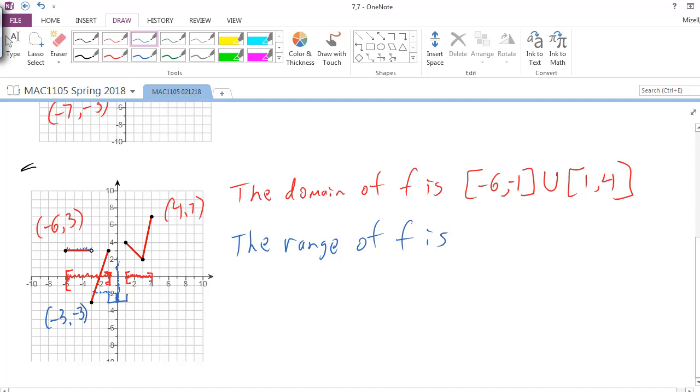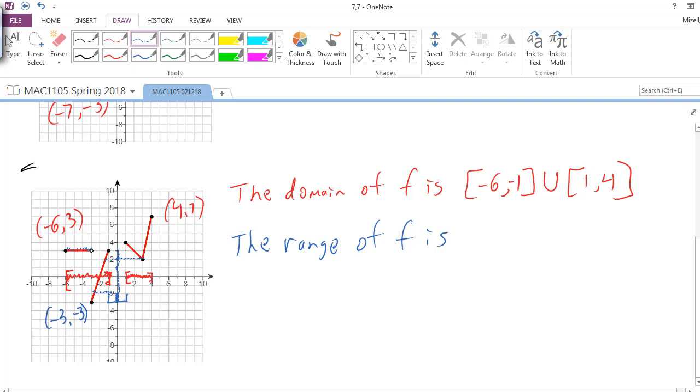The answer is yes, because we could either work our way to the left and find a point on that little piece of the graph that has a y-coordinate of 2, or we could go over here and find a point that has a y-coordinate of 2. So for either reason, 2 is in the range. So we keep on working our way up.